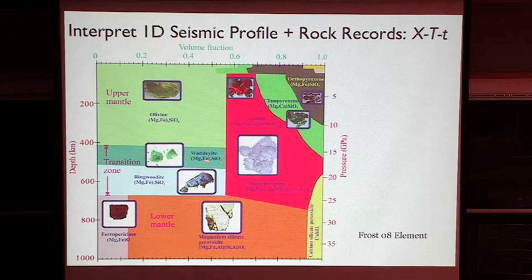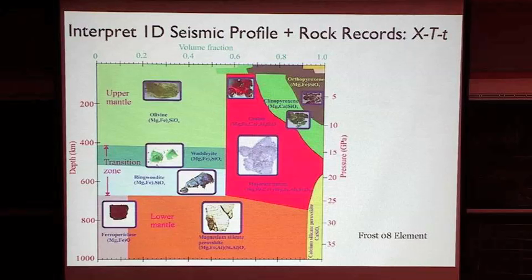And then in the middle of the transition zone, it makes another phase transition into ringwoodite. Once it goes through the bottom of the transition zone, it will break down. They will convert into mainly two phases, ferropericlase and magnesium silicate perovskite. There's also a fraction of calcium silicate perovskite. So that's the picture when we combine the rock records and the seismic determination of pressure inside of the Earth and try to figure out what kind of mineralogical components are present there.